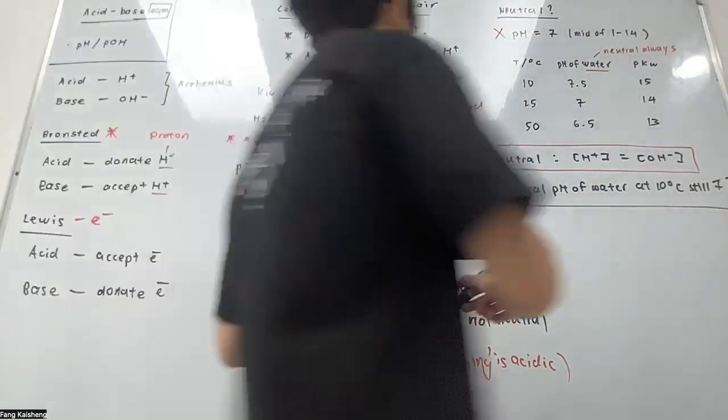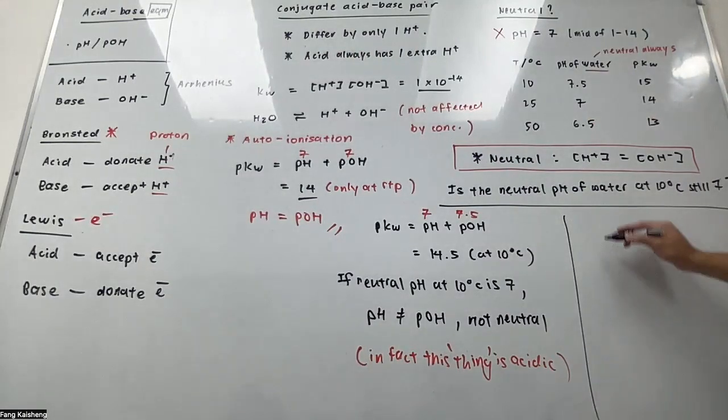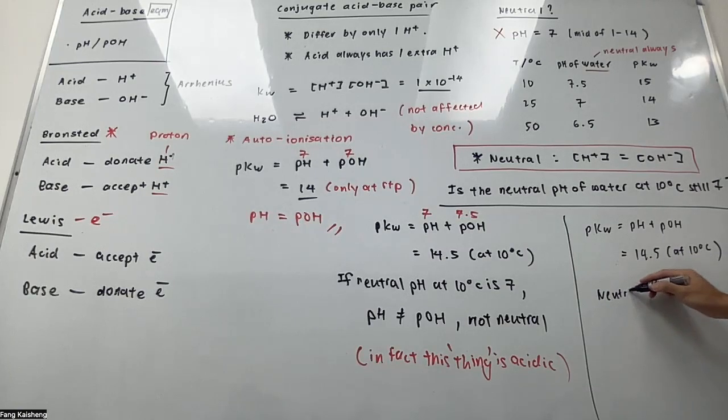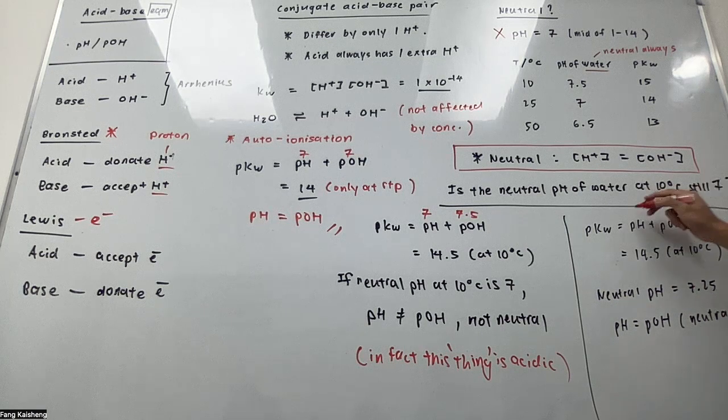Now let's write down the correct example to really bring across the idea here. pKw is pH plus pOH. You get 14.5, but this is only at 10 degrees. So what is the neutral pH? You just need to divide by 2. Neutral pH is equal to 7.25, so that pH is equal to pOH. Then this is water, where it's neutral.